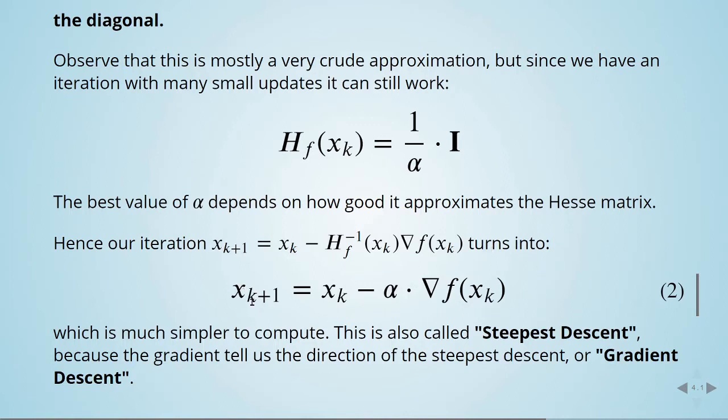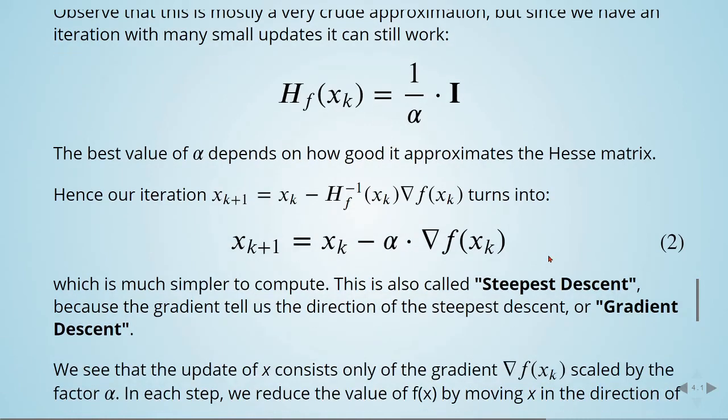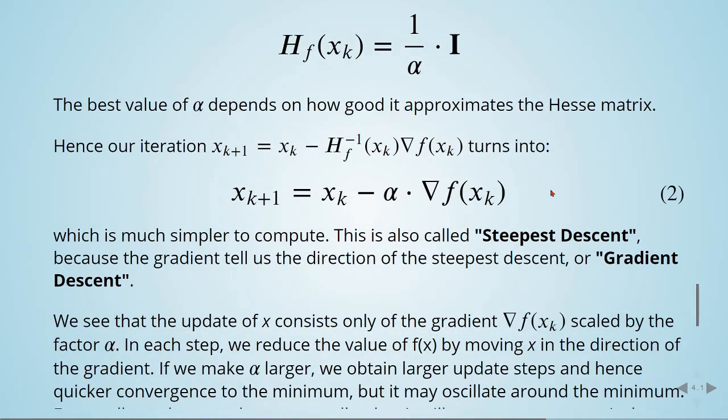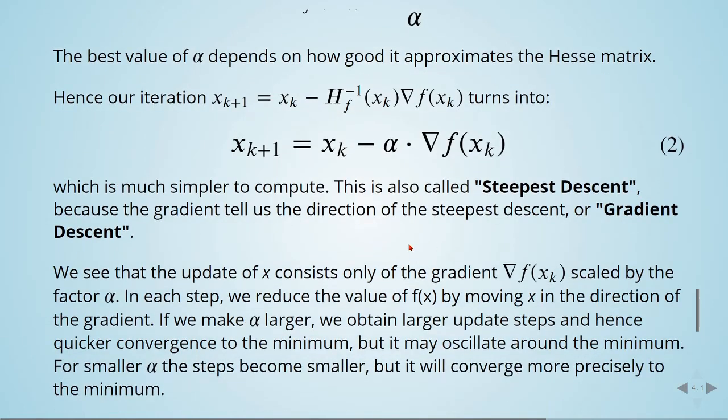So we have x new is equal to x old minus alpha times the gradient of the function. And you see now that those are vectors. And this is much simpler to compute than this one here. This is also called the steepest descent, because the gradient tells us the direction of the steepest descent, or it is also called the gradient descent. This is a very important method used in many machine learning applications, in deep learning and so on.